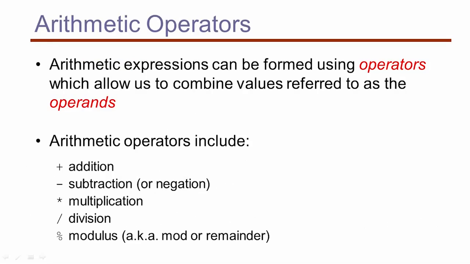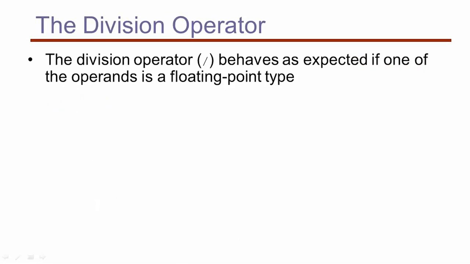Arithmetic expressions can be created using the standard set of mathematical operators for addition, subtraction, multiplication, and division. There is a fifth operator, the percent sign, that is the mod operator. But before we discuss the mod operator, let's briefly talk about the division operator. Division works as one would expect if one of the operands is a floating point value, and in that case, you get a floating point result.